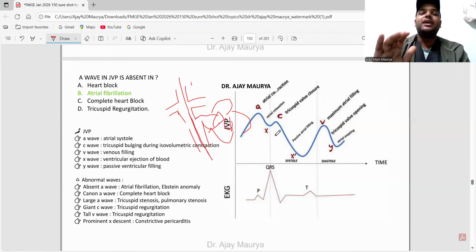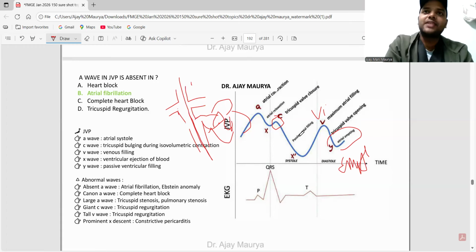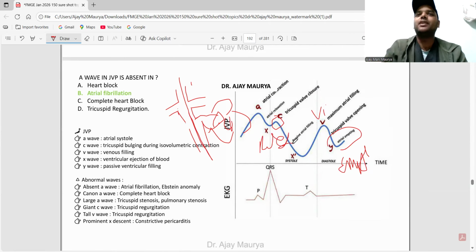Done. Then in the examination, guys, sometimes they will give this graph and they will ask, what is this C? What is V? See, V is for filling. Y is for emptying. C is for tricuspid, it's a contraction. X is for relax, it is atrial relaxation. So this is how you have to remember.